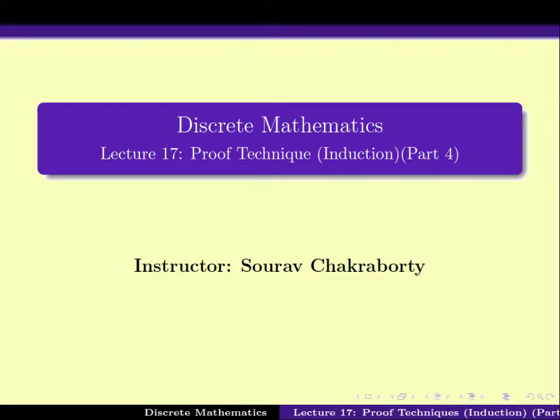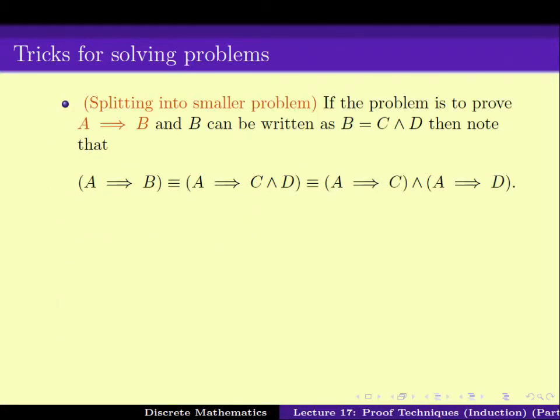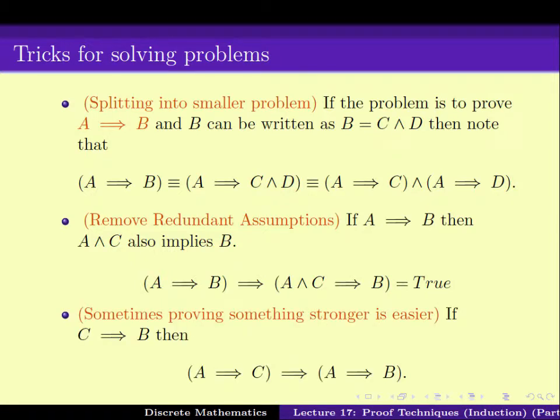So to recap, we have been looking at various different proof techniques for proving a statement like A implies B. We have seen some tricks like how to split a problem into smaller parts, how to remove redundant assumptions, and how sometimes proving something stronger can be easier.